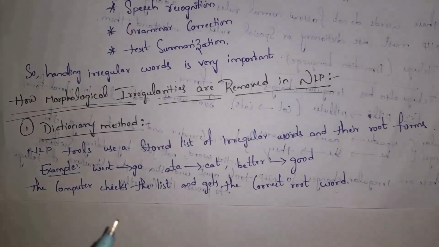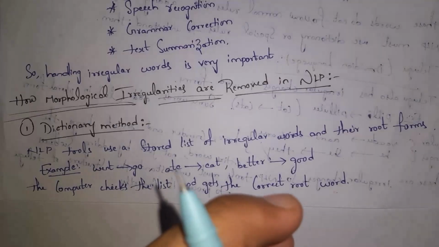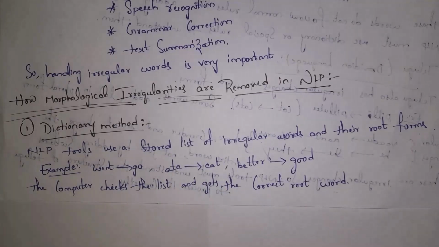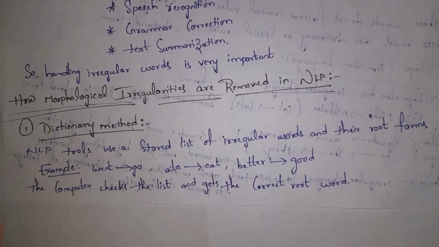Next I will explain how morphological irregularities are handled in NLP. The first one is the dictionary method. Guys, normally we give a dictionary to NLP tools. By looking at the dictionary, the computer will understand which irregular words are present and how to bring them to root form. For example, for went, the root is go. For ate, the root is eat, and for better, the root form is good. So by checking the complete list in the dictionary, NLP tools can convert any word into its root.